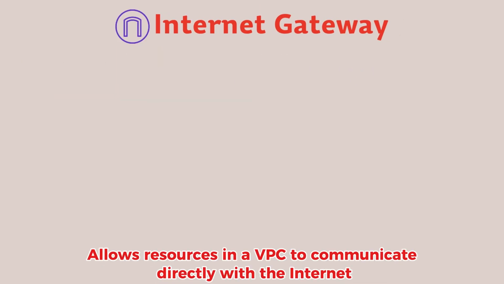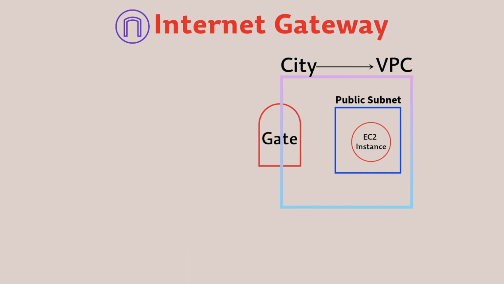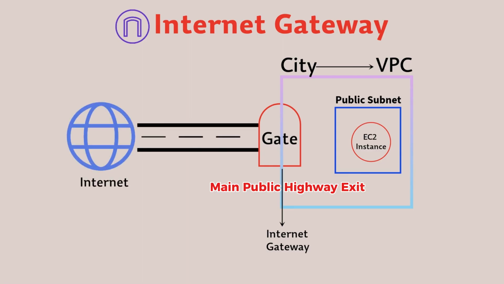First is the Internet Gateway. It allows resources in a VPC to communicate directly with the internet. You can consider this as a city's main public highway exit. Anyone can drive out to the world, and visitors can come in if permitted. So, an EC2 instance with the internet gateway can go to the internet and download packages.